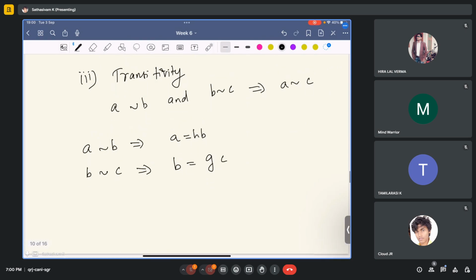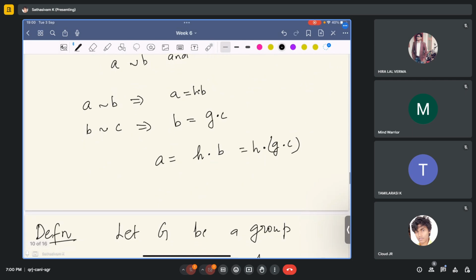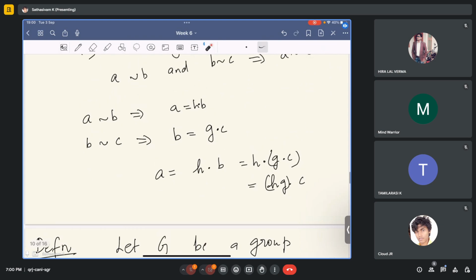Now we want to say that A is related to C. So let's put a dot here. A equals H dot B, but B is equal to G dot C. So this is H dot G dot C. But I can use the property: this is HG dot C. So A is equal to HG dot C, where HG is a single element of the group, let's say. So A equals something dot C. So that means A and C are related. Thus A is related to C.